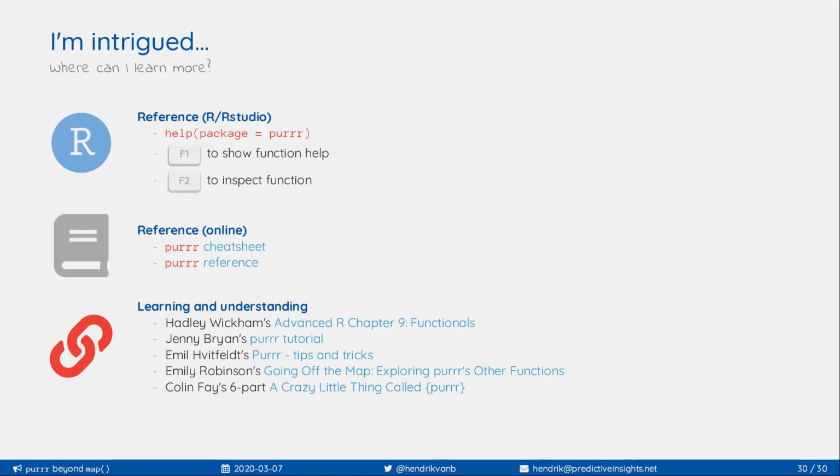So you're intrigued? Of course you are. Where can you go to find out more about this? From within RStudio, it's fairly easy. Use the standard things that you would use to get help for any function. There's the purrr reference guide. There's an awesome cheat sheet. And then there's some really, really good tutorials online that I've listed here. And I would encourage all of you to go and have a look.